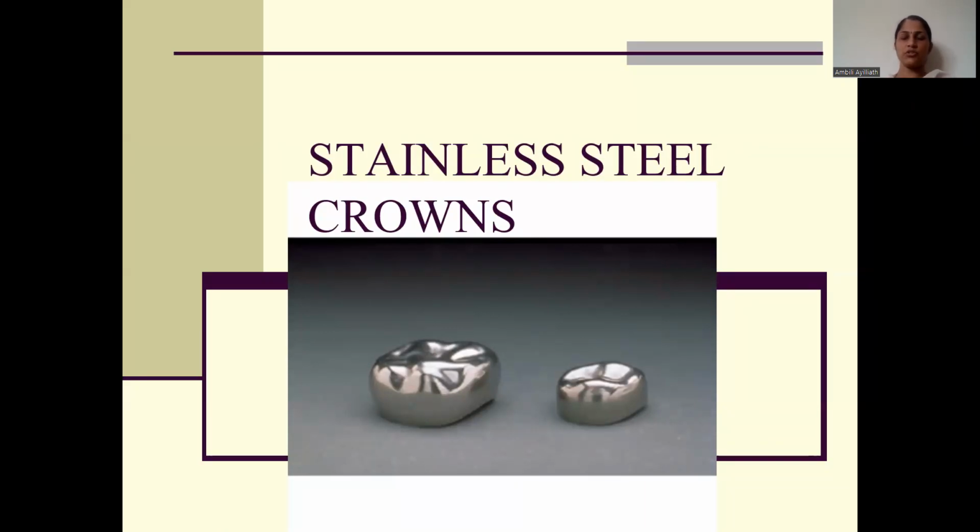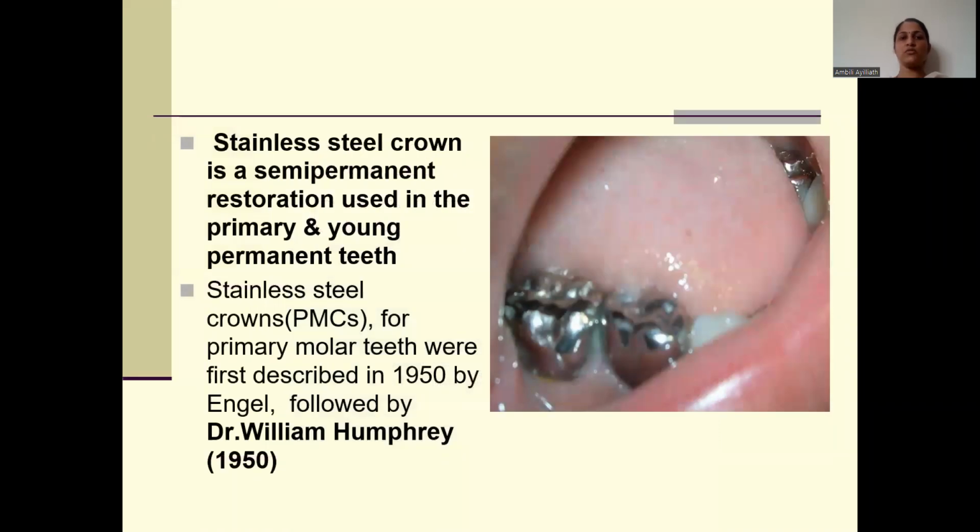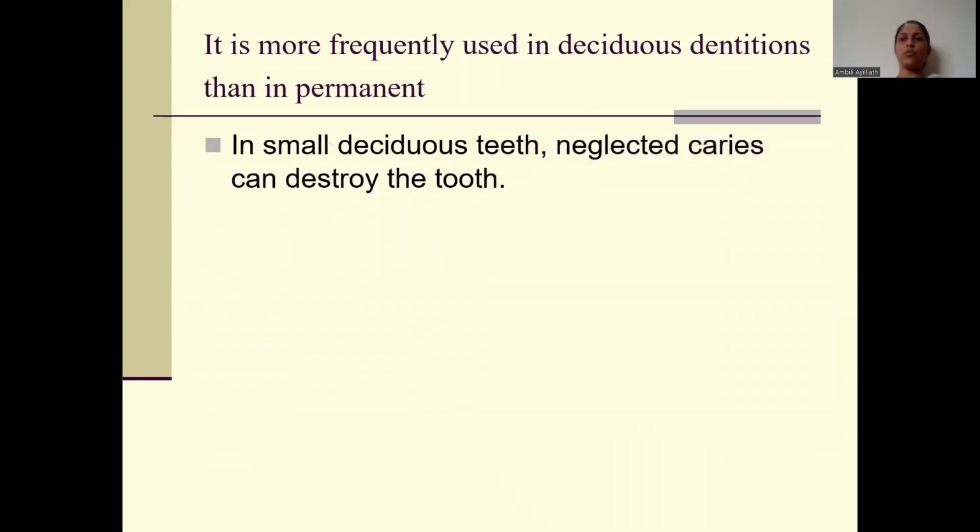So coming to introduction, the stainless steel crown is also known as a preformed metal crown, and it's used in primary tooth. It's used as a semi-permanent restoration in primary tooth as well as young permanent tooth, which requires the crown for a certain period of time. The stainless steel crown was first described in 1950 by Engel and followed by Dr. William Humphrey in 1950.